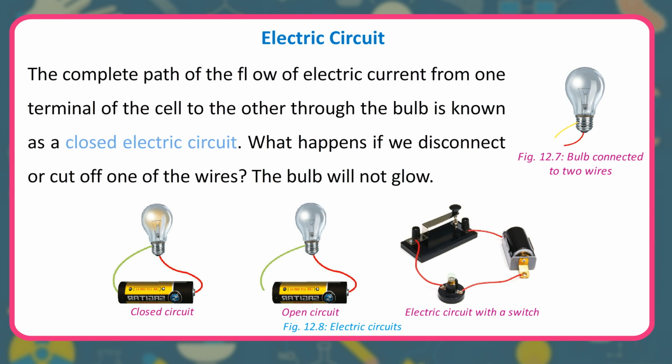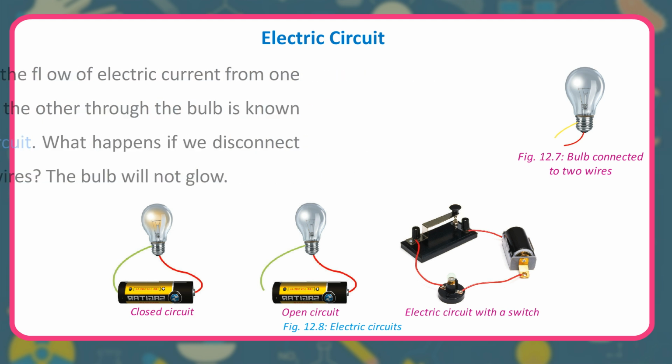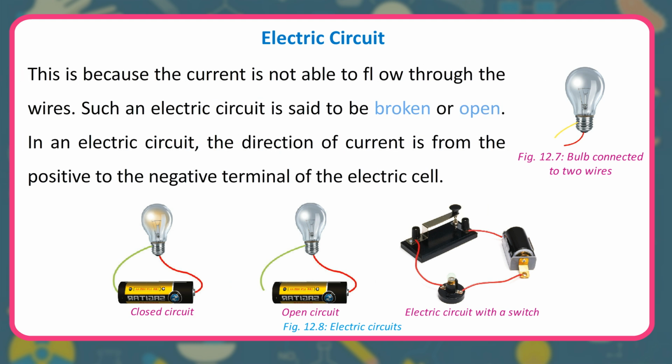The complete path of the flow of electric current from one terminal of the cell to the other through the bulb is known as a closed electric circuit. What happens if we disconnect or cut off one of the wires? The bulb will not glow. This is because the current is not able to flow through the wires. Such an electric circuit is said to be broken or open.